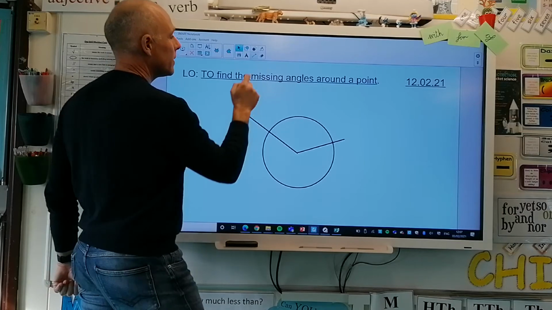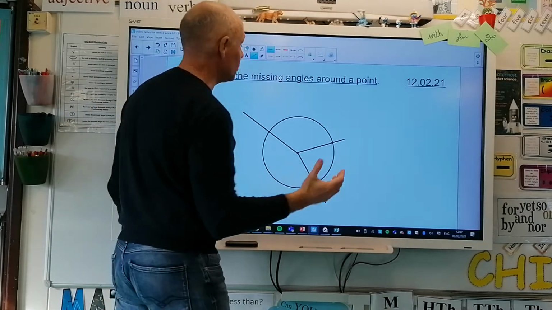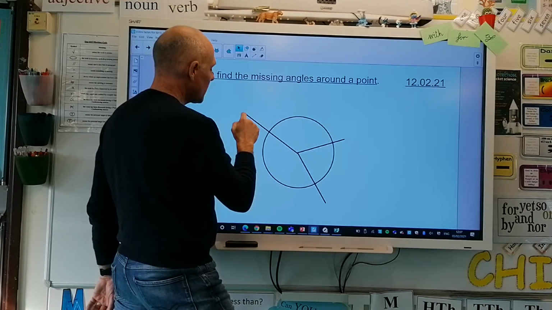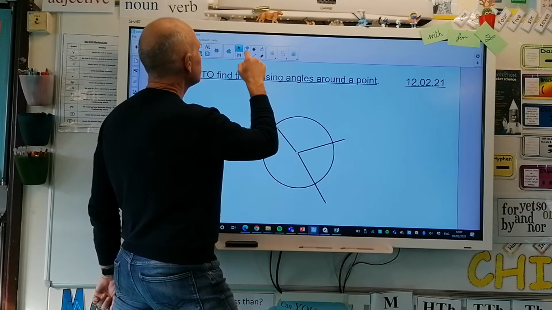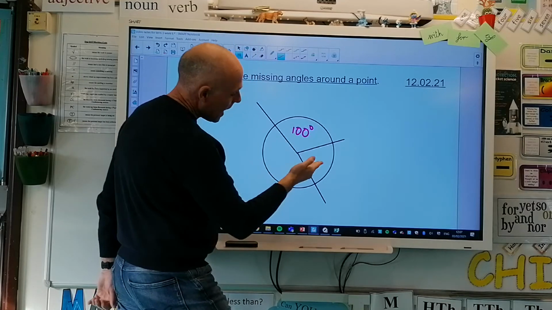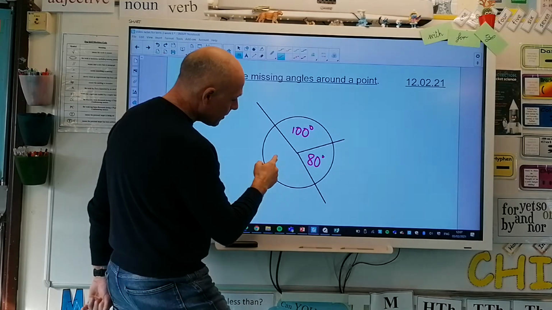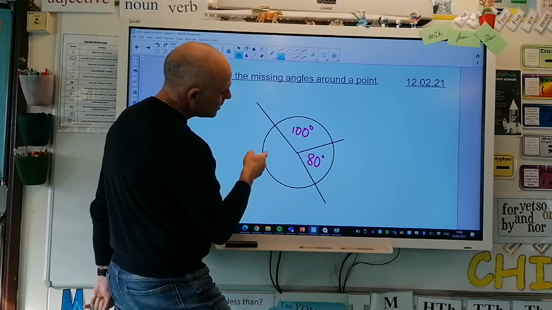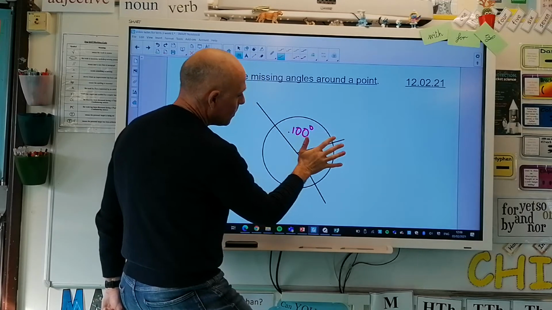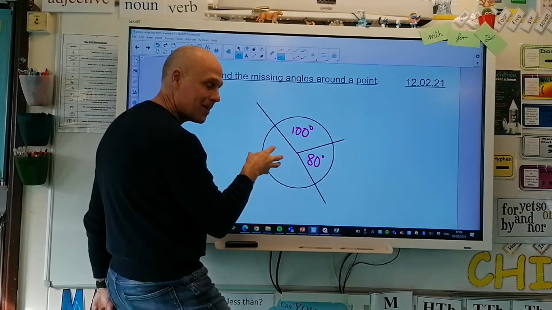And I'm going to put in another line because you might decide you want to do the challenge. Now, there are a couple like this, so let's put in some angles. So let's say we've got 100 degrees here and we've got 80 degrees there. But I don't know what this angle is. So what we need to do is subtract everything we do know, so we can find out what's left, the missing angle.